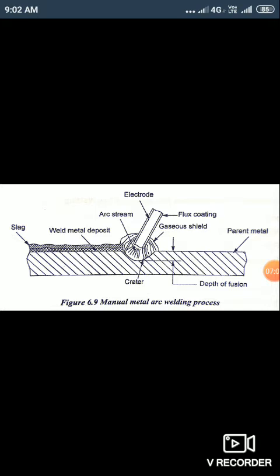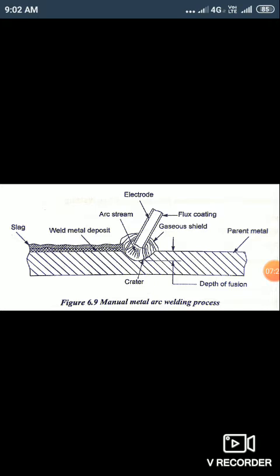Next one, the limitations. It is not recommended for welding metals less than 1.5 mm thickness. Metals below 1.5 mm thick cannot be welded, or are not recommended for this type of welding.